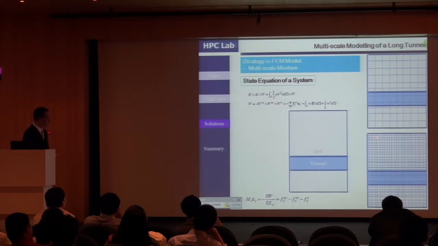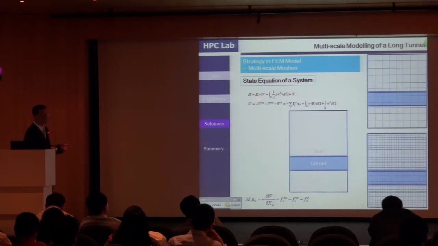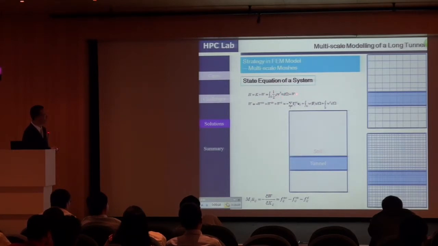Usually, that problem could be expressed in this kind of state equation of the system. This part is the kinetic energy, and this one is potential energy. Usually, we account for the strain rate. We just focus on the potential energy. It's decomposed as the external force, internal force, and also the damping force. We could compute it with a widely spaced coarse mesh.